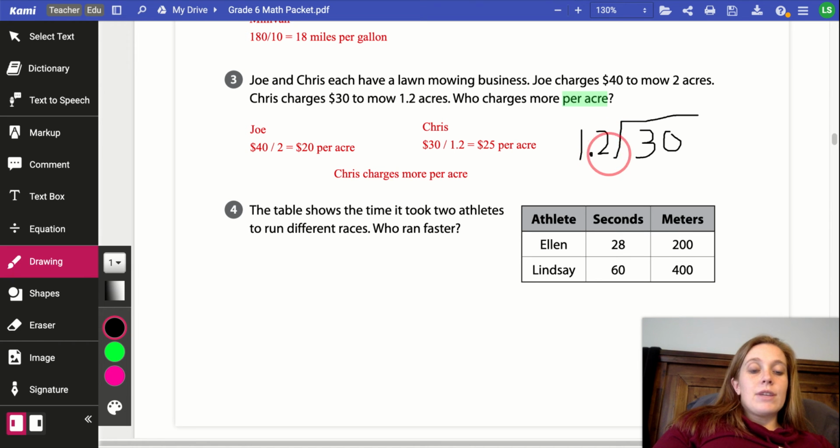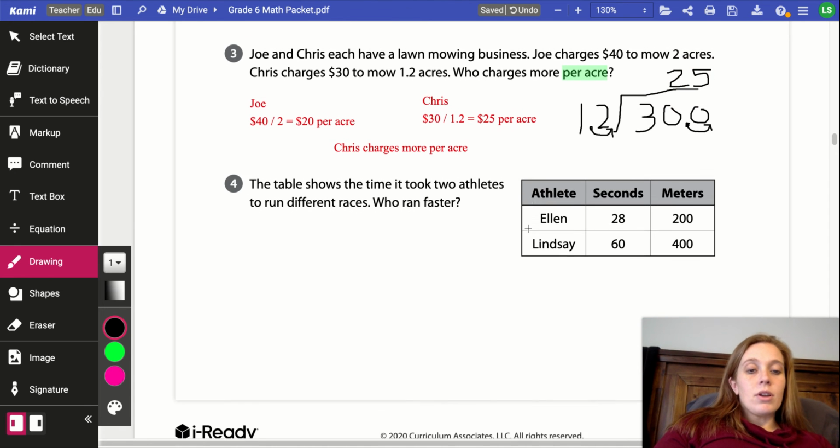we increase or scale up both the dividend and the divisor by multiplying to get this decimal out of the divisor. So if I moved this decimal place once to the right, I'm really multiplying it by 10. And in order to keep this equivalent, I would have to move the decimal in 31 place by multiplying by 10, turning this division problem into 300 divided by 12. And I still get that answer of 25.